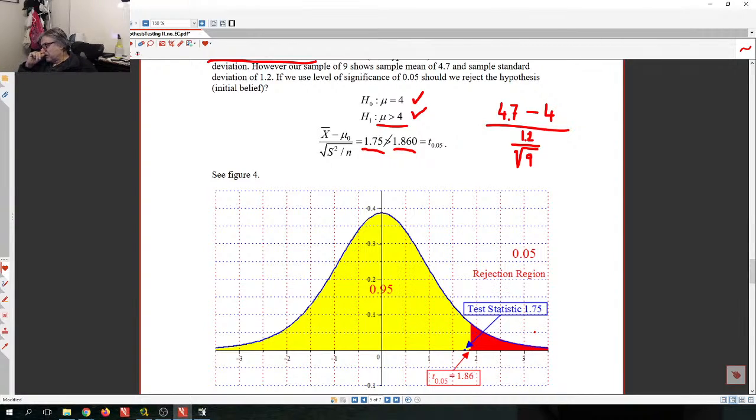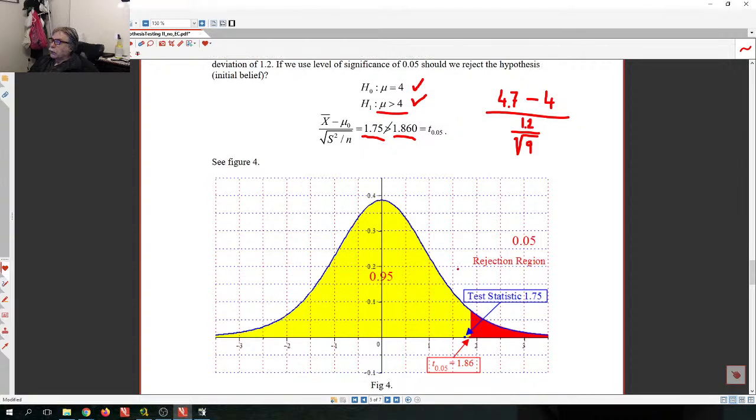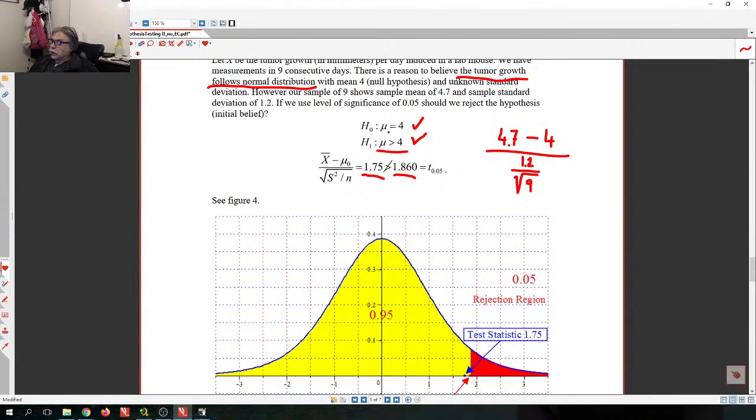It isn't. Conclusion: you don't have enough evidence to reject the null hypothesis. So whoever wrote that before and stated that this situation induces 4 millimeter tumor growth a day in a lab animal could be right. We don't know.